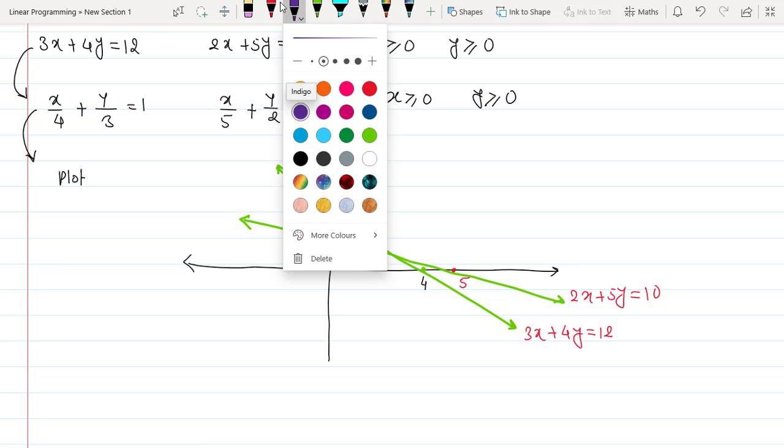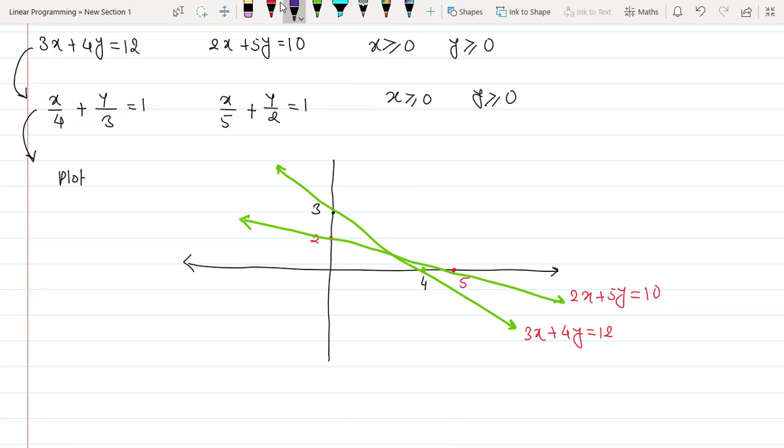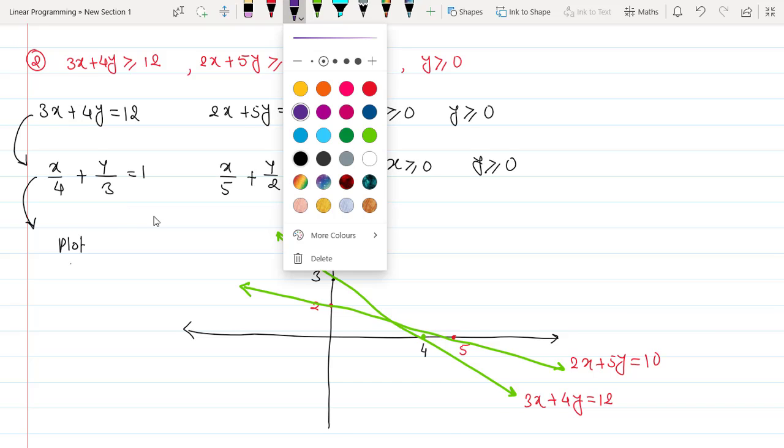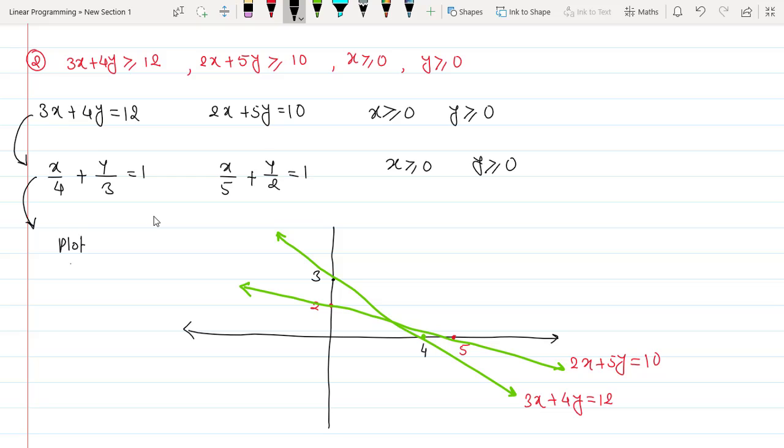So can we include the 0 0 for the first line? Okay, so step number 4 is, let's substitute 0 0 and check whether the given equation is getting satisfied or not. In this equation, let's substitute 0 0. So 3 into 0 plus 4 into 0 is greater than or equals to 12. So is 0 greater than 12? No. Means 0 is not included in the solution set for the first line.